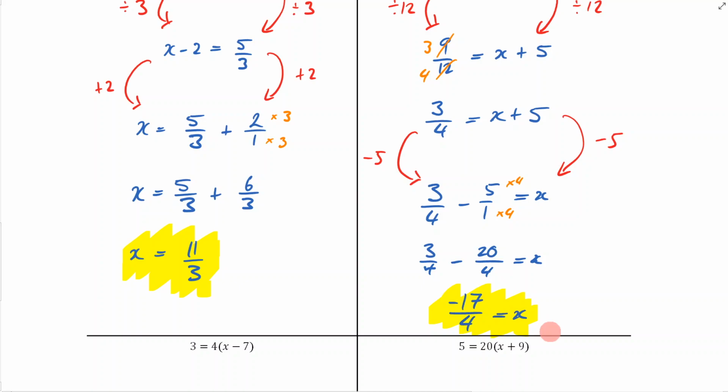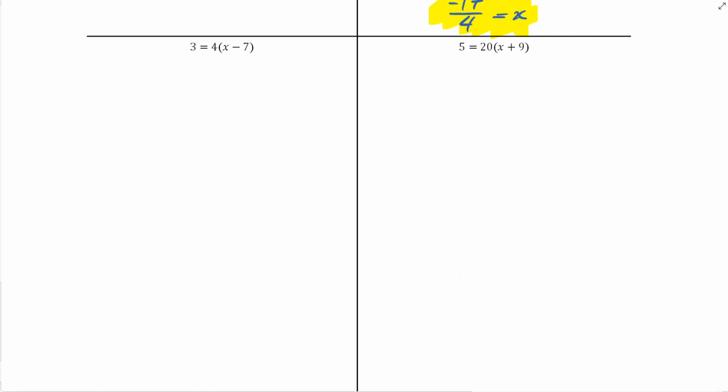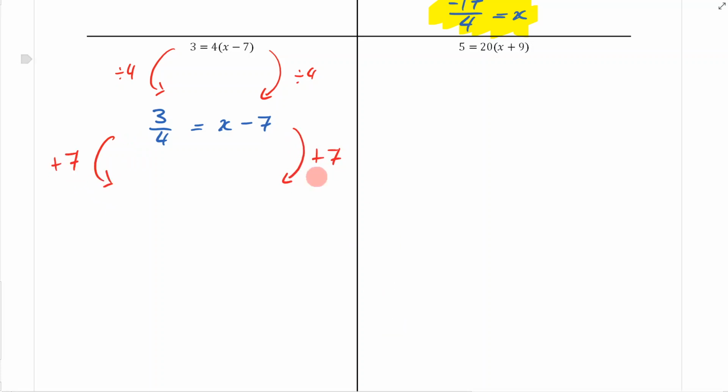So there we go. Let's keep on moving. Last two of this one. We are going to begin by dividing both sides by 4, and that's going to leave me with 3/4 is equal to x minus 7. I then am going to plus 7 to both sides, and that's going to leave me with 3 on 4 plus 7 is equal to x.